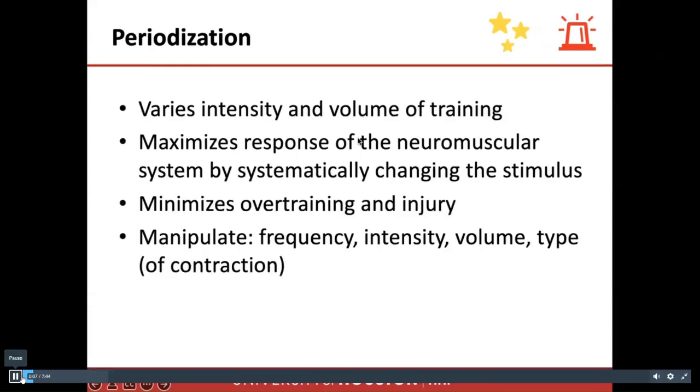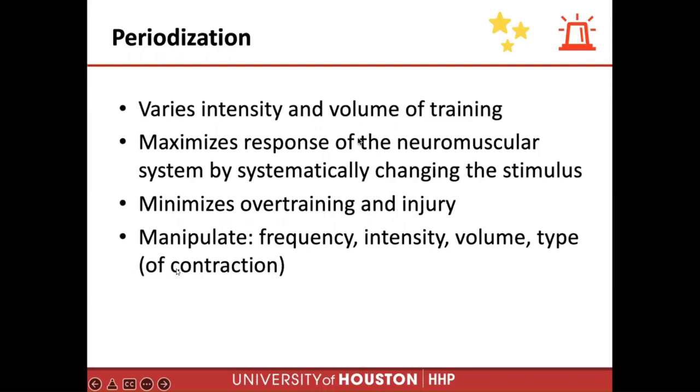Moving on to periodization. With periodization, we vary the intensity and volume of training. This maximizes the response of the neuromuscular system by systematically changing the stimulus. It also helps us minimize overtraining and injury. We can manipulate frequency, intensity, volume, type of contraction, type of apparatus used.